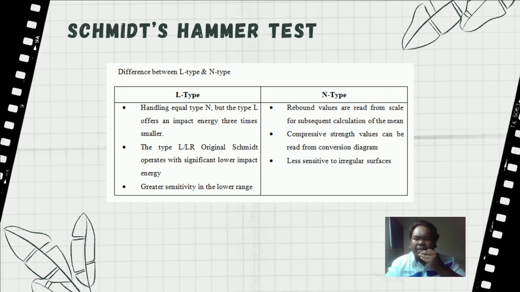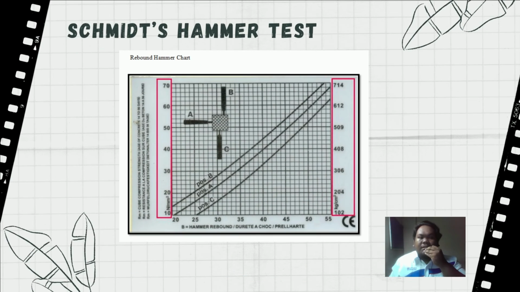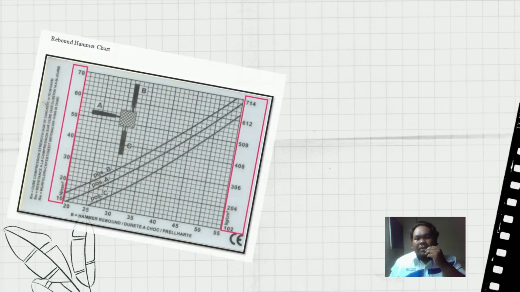Compressive strength value can be read from a conversion diagram, but it is less sensitive to irregular surfaces. As you can see, this rebound hammer chart needs to be converted to get Newton per millimeter square, or we can convert it to megapascal.